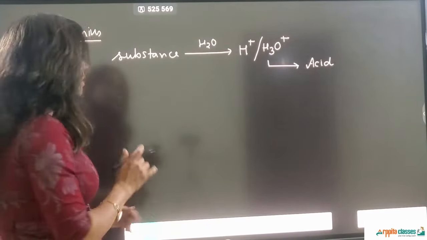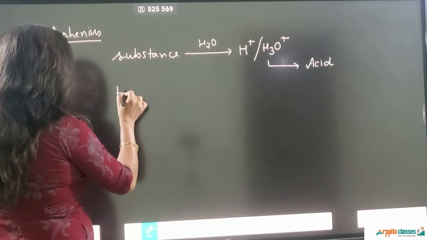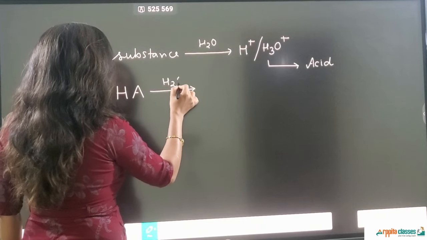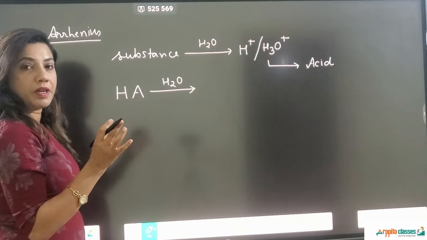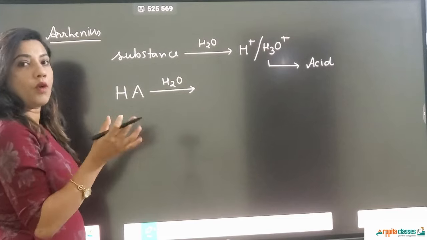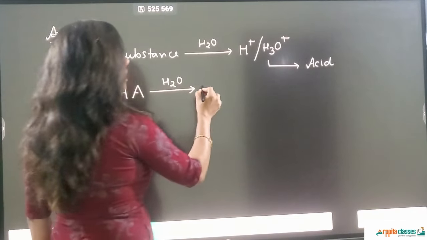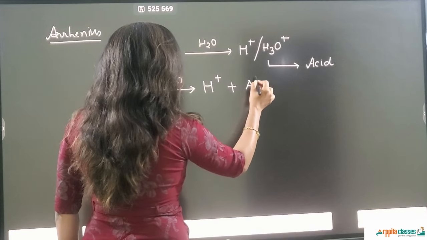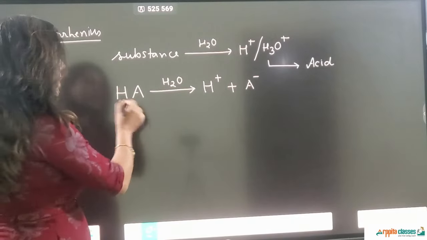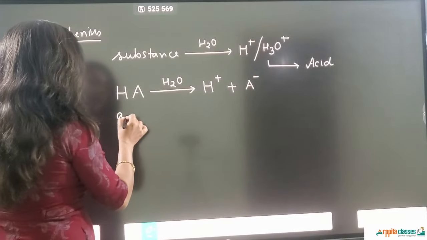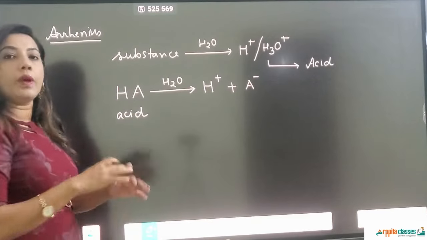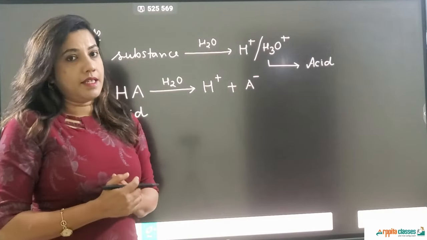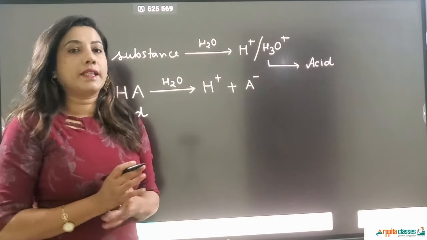That means if I take an acid HA and it is dissolved in water, understand that HA is a general expression or general formula of an acid. It is giving you H plus ion and A minus ion. Then we call this substance an acid. This everybody knows, right? And we say that how easily it is giving you H plus ion decides the acid strength. But that is not exactly true.